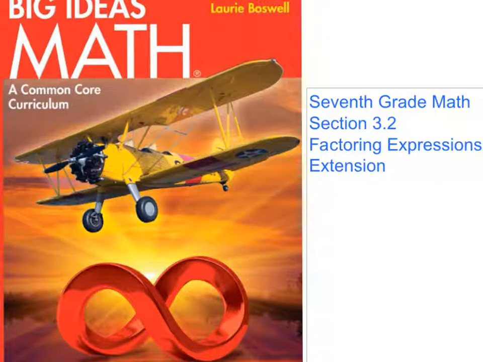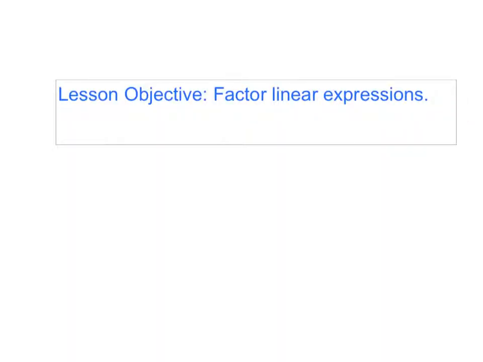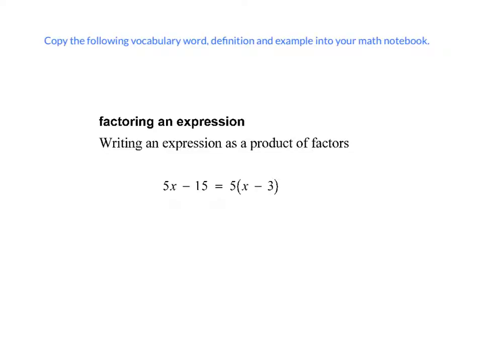Pause while you write the lesson title and number in your math notebook. Pause again while you write the lesson objective in your math notebook. Today's lesson objective is factor linear expressions. Copy the following vocabulary word, definition, and example into your math notebook. Factoring an expression. Factoring an expression is writing an expression as a product of factors. 5x minus 15 equals 5 times x minus 3.